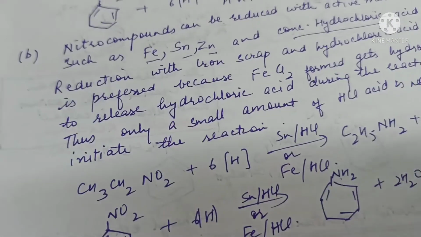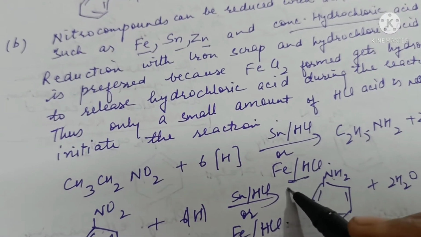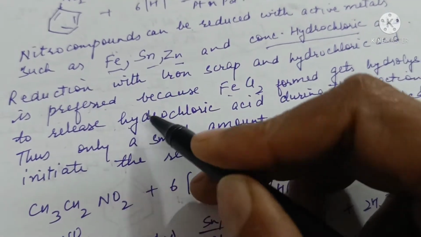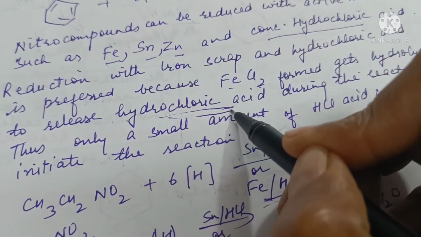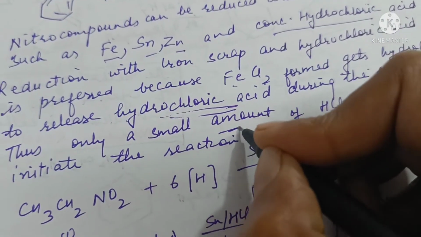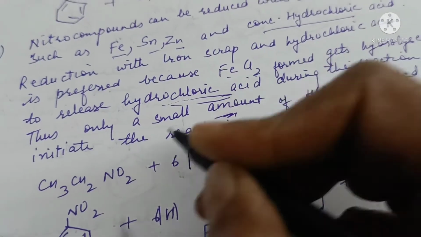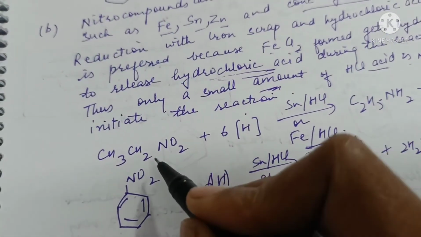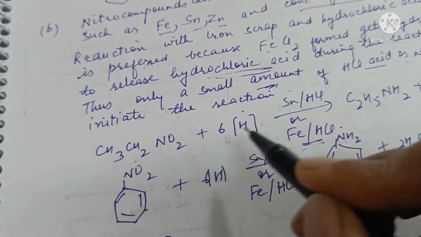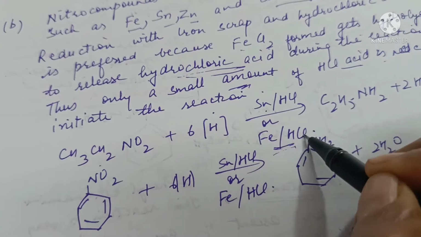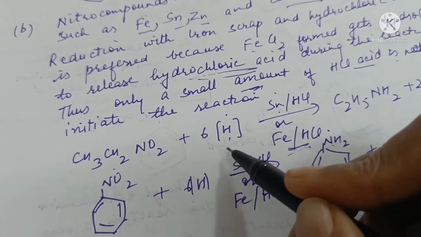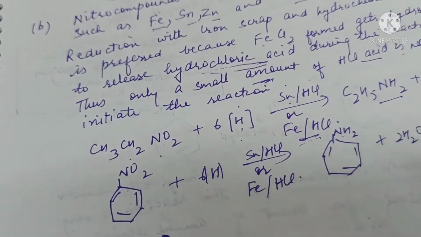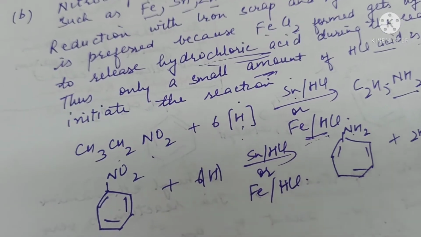The reaction with iron scrap and hydrochloric acid is preferred because the ferrous chloride formed gets hydrolyzed to release hydrochloric acid during the reaction. So only a very small amount of HCl is needed to initiate the reaction. The rest of HCl is produced during the reaction. So nitroethane on reaction with iron and HCl will produce nascent hydrogen, which reduces nitroethane to aminoethane. Similarly, nitrobenzene gets reduced to aniline.